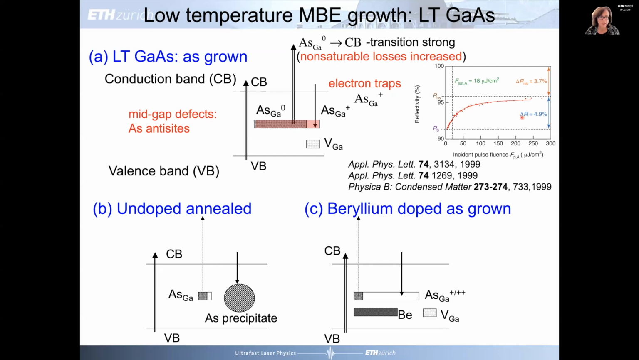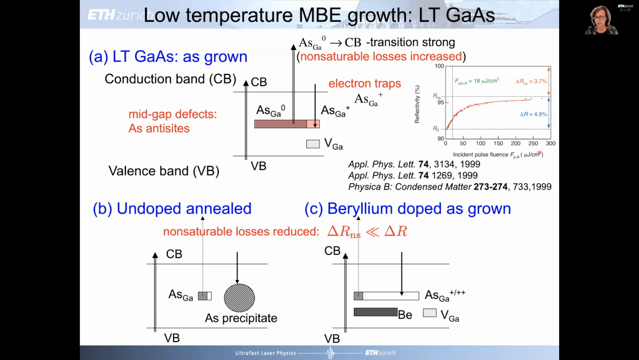So what we realized is that when we anneal the structure, these arsenic antisites start to move around and form arsenic precipitates. And these arsenic precipitates are still very good traps, and we reduce the number of neutral arsenic antisites. We also could show that if we add beryllium doping, we can also reduce the neutral antisites and have more positively charged arsenic antisites. And with this technique, we were able to reduce the non-saturable losses to much smaller than the modulation depths in these low temperature grown gallium arsenide.